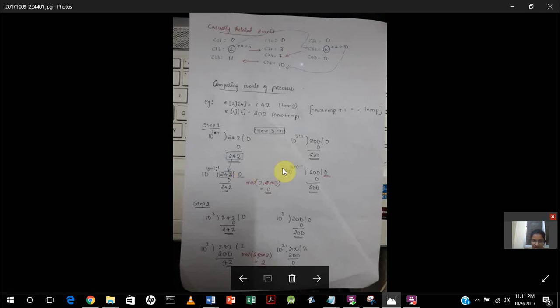So the maximum, and the same thing I do with the second number, 200. So I get the answer as 0. Maximum of 0 and 0 is 0. In step 2, I decrement this value. Earlier it was 3 plus 1.